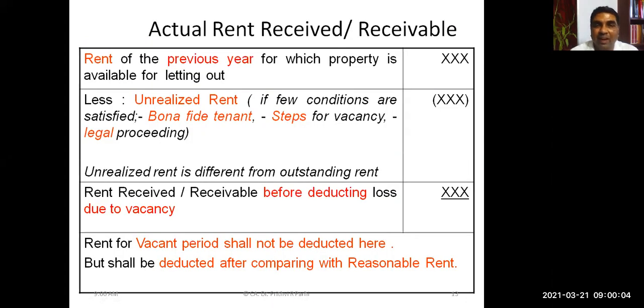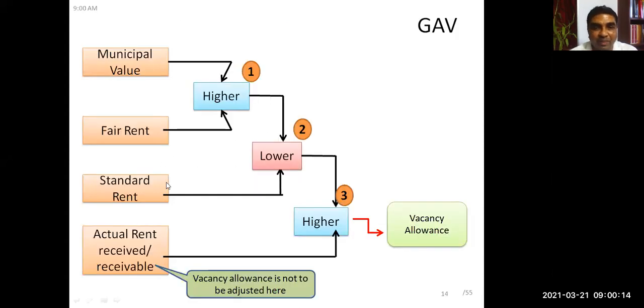Okay. And from actual rent received or receivable, you need to deduct unrealized rent also, subject to fulfillment of certain conditions. Okay, that you have to understand. So after arriving at this stage, that is municipal value, fair rent, whichever is higher, then compare it to the standard rent, whichever is lower, then compare it to the actual rent received or receivable, whichever is higher. Then if the property is vacant, you have to give an allowance for vacancy. Okay, vacancy allowance which is deducted from this figure, not from actual rent received and receivable.